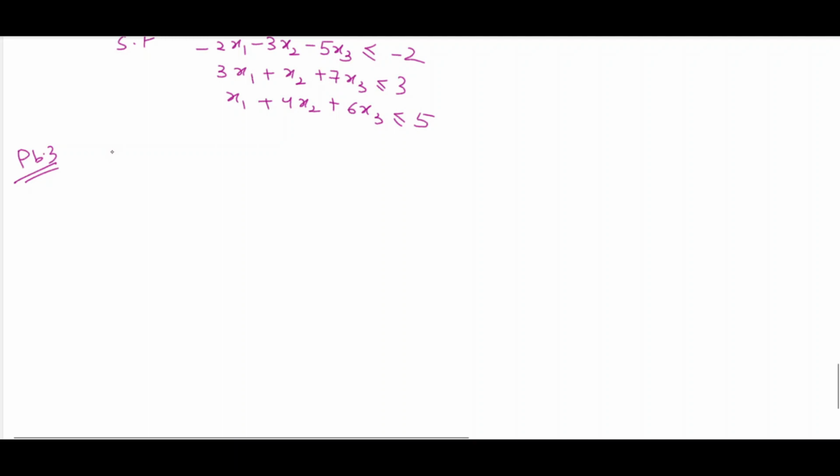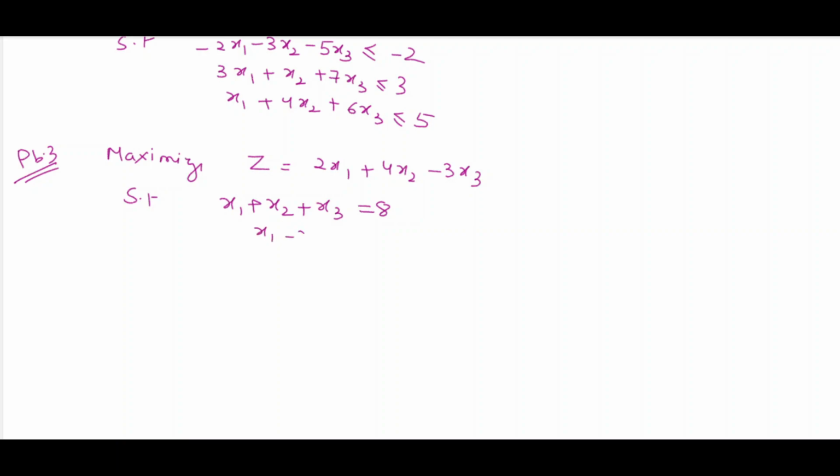So let's say there is one problem: maximize z is equal to 2x1 plus 4x2 minus 3x3, subject to x1 plus x2 plus x3 is equal to 8, then x1 minus x2 is greater than or equal to 1, and 3x1 plus 4x2 plus x3 less than or equal to 40. We are acquainted with our greater than or equal to as well as less than or equal to symbols. Now we will convert this. If there is an equal to symbol, remember that you will only add an artificial variable to it.